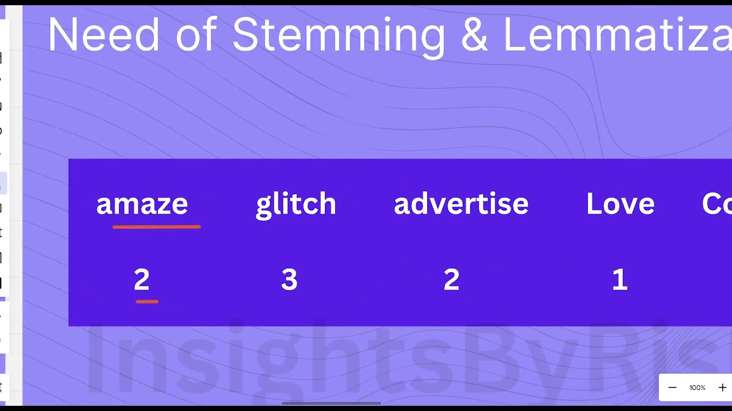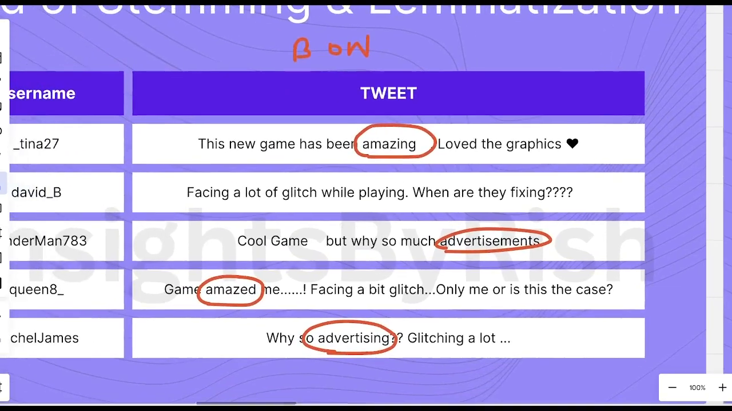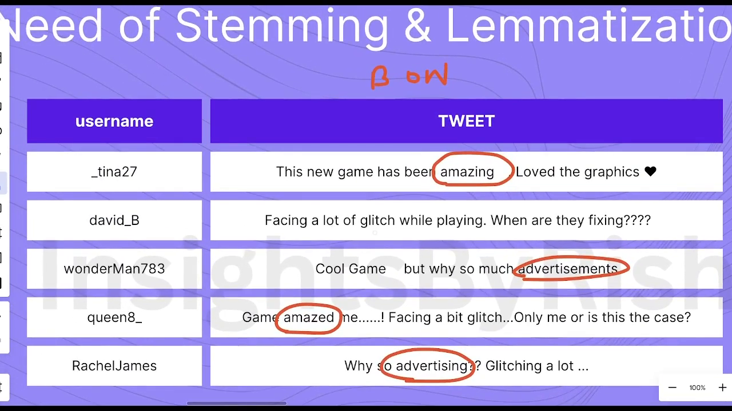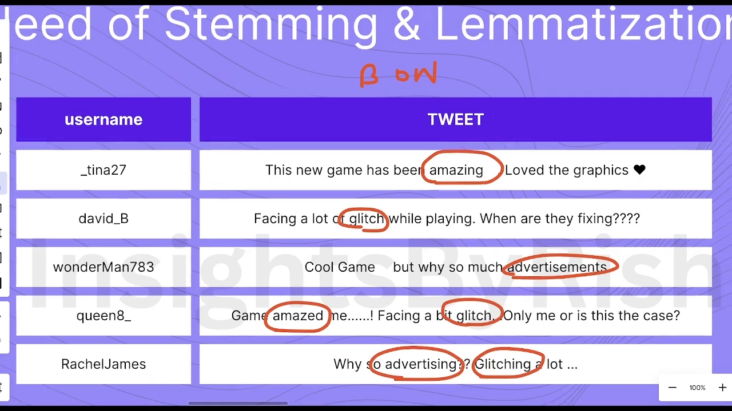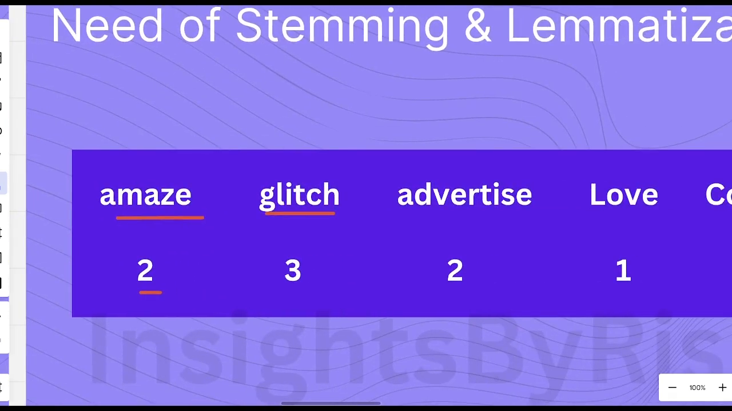Similarly, if you consider the second word, glitch, the word glitch has occurred thrice in this data set. The first one you can find here in the second tweet, then it's present in the fourth tweet as well, and in the last tweet it is present in a different form, glitching. So the same word but in a different form, glitch and glitching. Both of them trace back to the same single word, which is glitch. So the word glitch has occurred 3 times, and the frequency of glitch is 3.